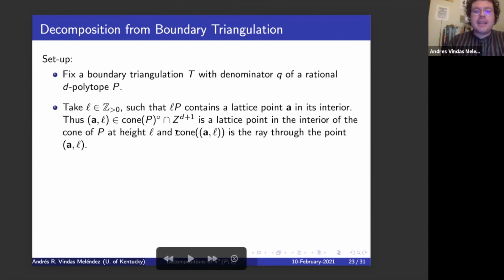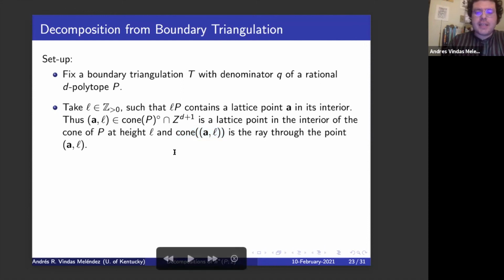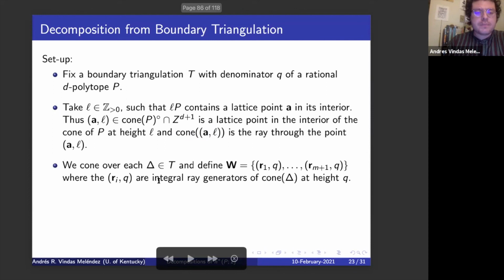And then I'm gonna say, if I cone over just that point, I get a ray coming from the origin of my cone through that point, okay? And again, I'll have a small dimension picture in just a bit. Okay? So again, we're coning over each simplex in our triangulation.